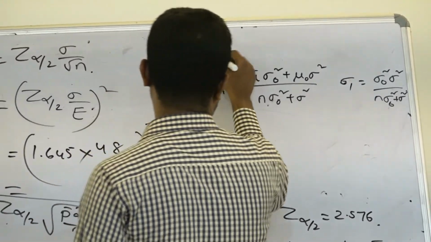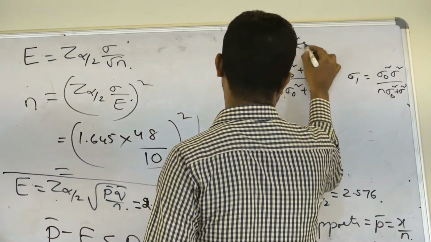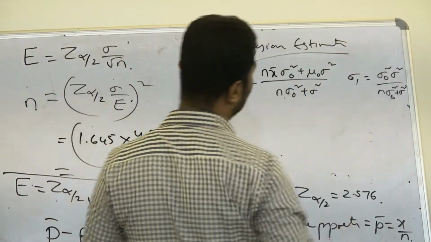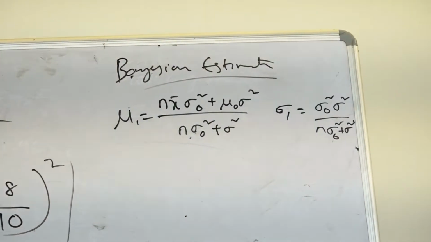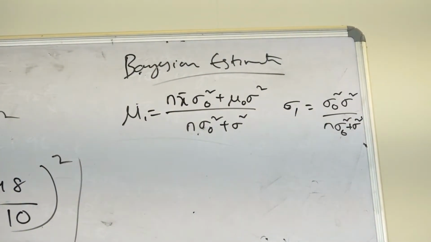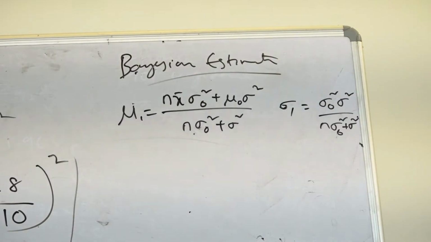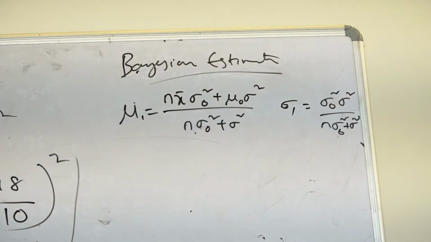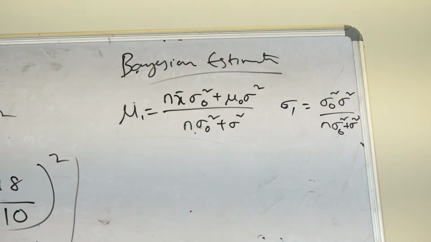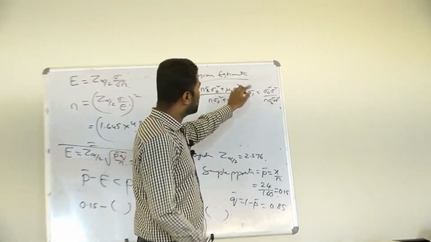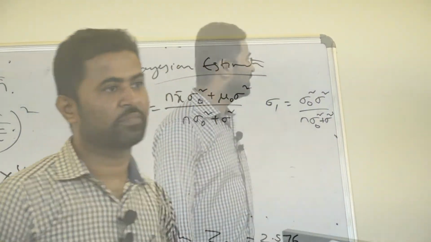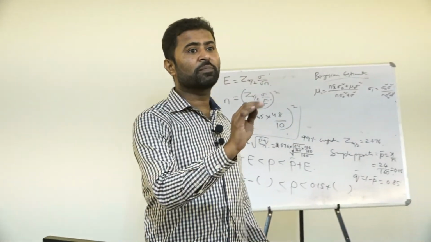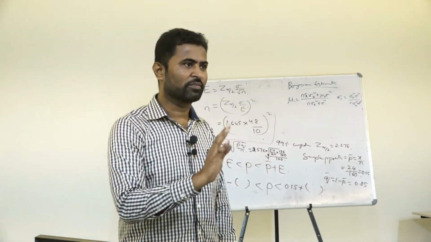Bayesian estimation. N x bar sigma naught square plus mu naught sigma square by n sigma naught square plus sigma square. Sigma naught square sigma square by n sigma naught square plus sigma square. Before going to that, I will tell you what Bayesian is. In Bayesian estimation, I'll just give a rough idea and stop. You can calculate that later.